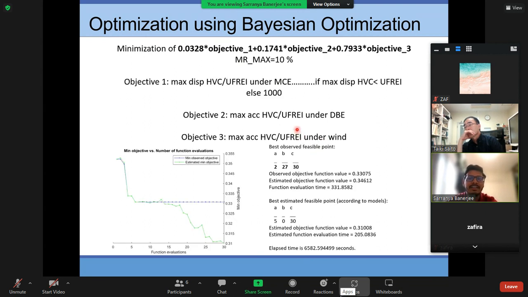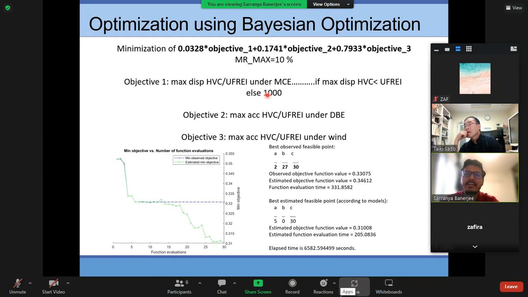So the next step, I did a slight modification in objective 1. Objectives 2 and 3 are the same, the reduction of acceleration under DBE and wind. But in objective 1, I check if the maximum displacement of the HVC is less than that of the UFREI, then I take the maximum displacement of the HVC. But if it is more than UFREI, I take a very large value of 1000. This will ensure that the maximum displacement is never more than the UFREI.